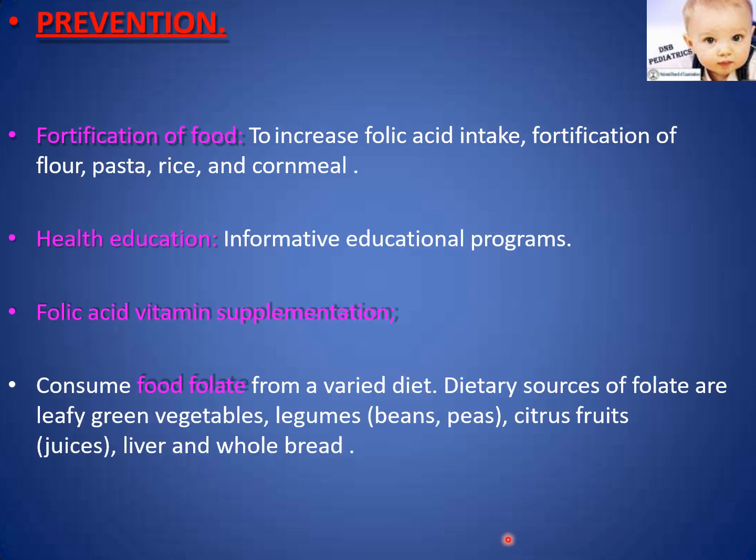Next, prevention. For preventing, we have already seen that monofolate is not available in the food products. So what we can do is go for the fortification of the food. We can increase the folic acid intake by the fortification of flour, pasta, rice and cornmeal. And health education should be given during the preconception counseling itself. And folic acid and vitamin supplementation should be given to the couples who are planning for the pregnancy.